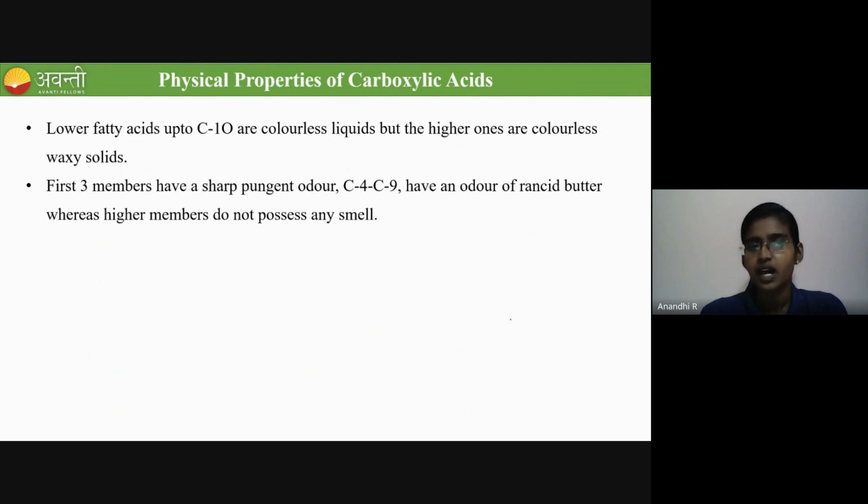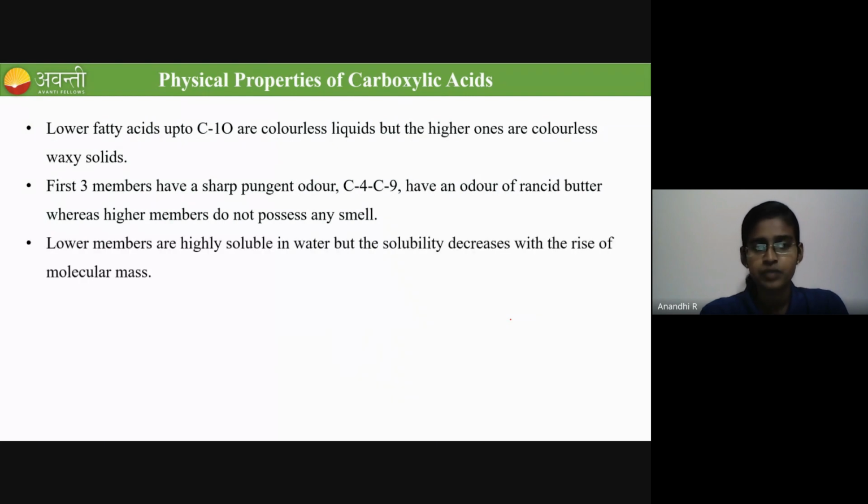And carbon number 4 till carbon number 9 have an odor of rancid butter. Rancid butter is nothing but oxidized butter. So you get a smell of oxidized butter if you are taking butanoic acid till nonanoic acid, that is from carbon number 4 to 9. Whereas higher members do not possess any smell. So carboxylic acids with more than 10 carbons will not have any bad pungent odor.